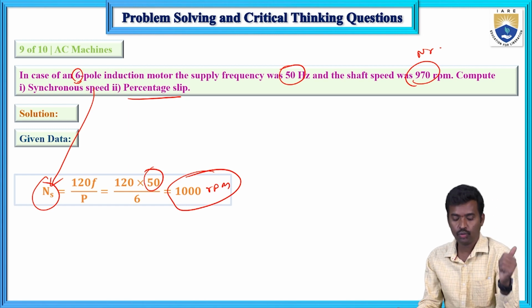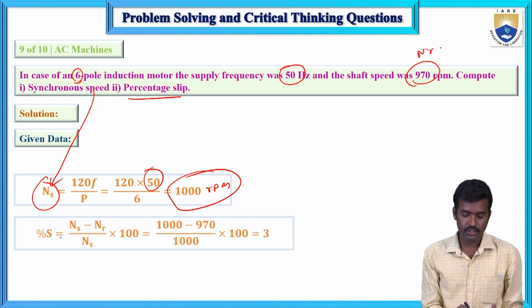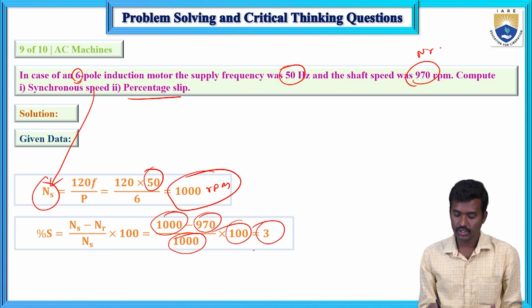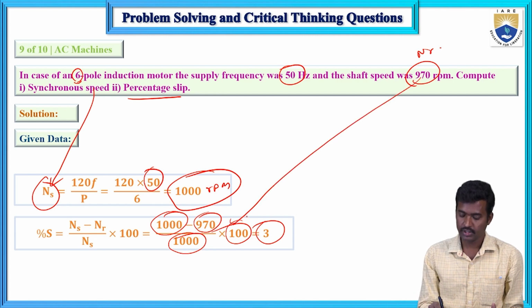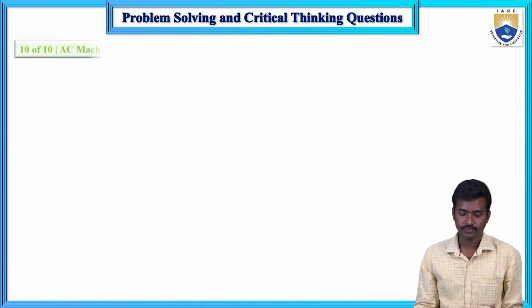120 F by P, 120 into 50 by 6 is equal to 1000 RPM. Now percentage slip equals NS minus NR into 100. Now here 1000 and 970, and this is the 1000 and this is the 100. Now percentage slip equals 3%. 970 is the running speed NR. Now the 10th one.